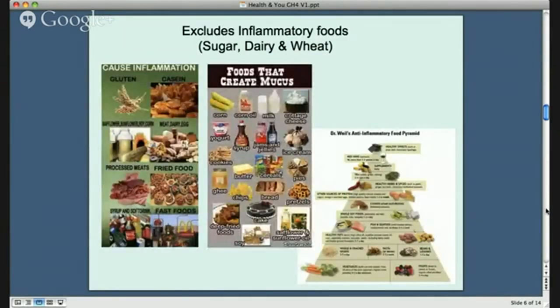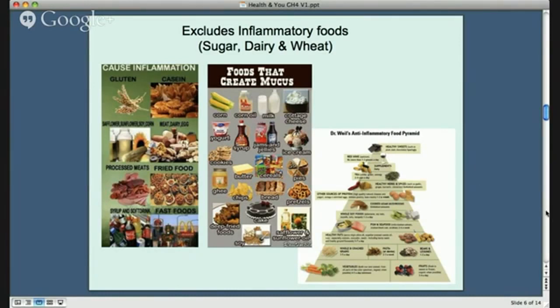So another food to exclude is inflammatory foods. That's sugars, dairies and wheat. And you can see all those foods over here, including fast foods. But if you look at the table on the right, Wheel's anti-inflammatory food table, you can see you've got fruits and veggies down the bottom here, fish and seafood in the middle, and of course up the top there, though unfortunately it says you're not allowed to have enough of them, dark chocolate.